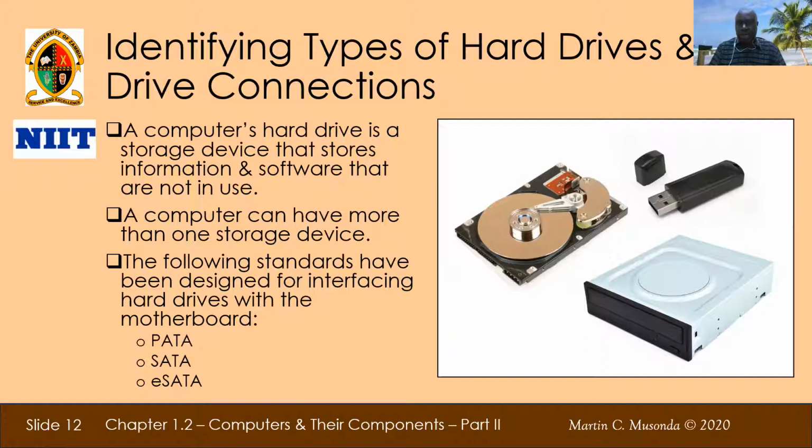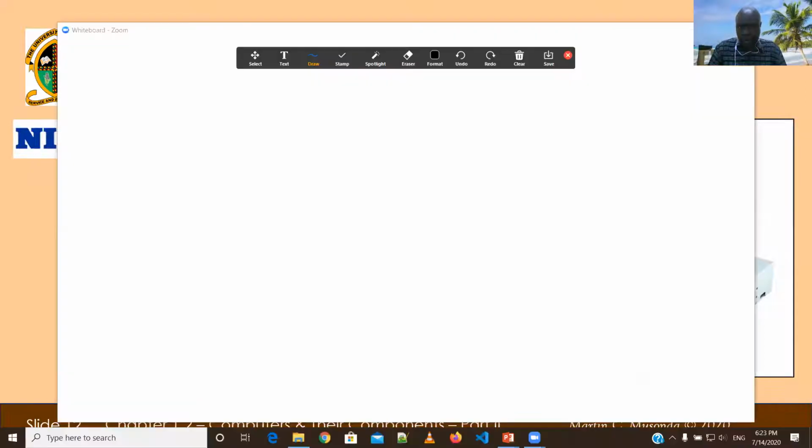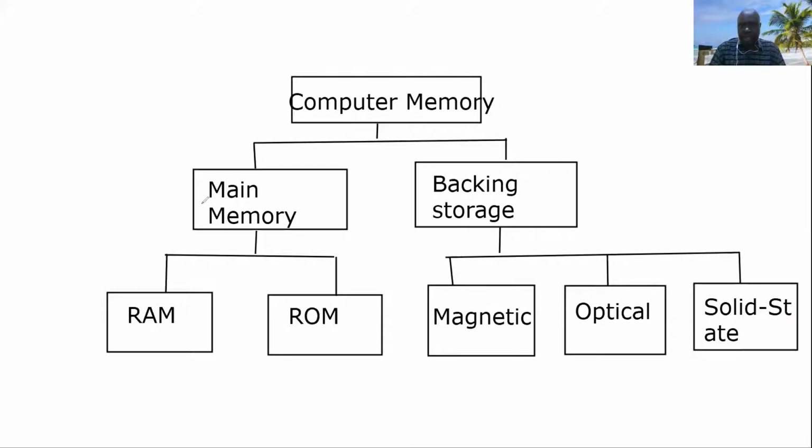Remember, we said that computer memory is divided into main memory, which is made up of RAM and ROM. These two are connected directly on the motherboard. And we said that particular RAM is used as a temporal storage during processing runtime.